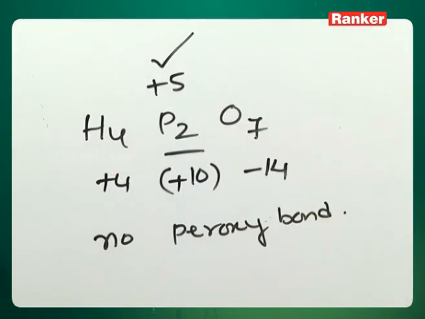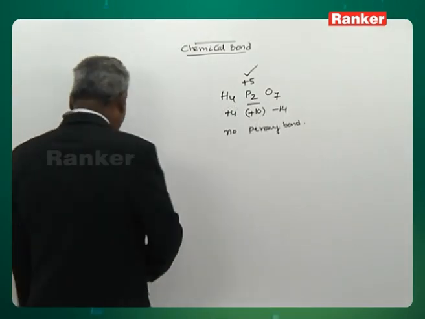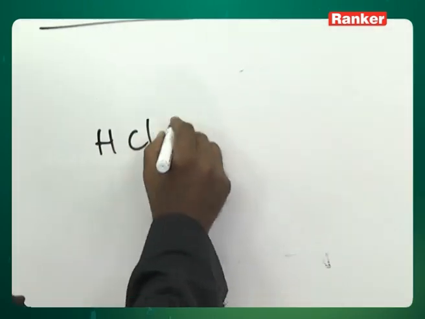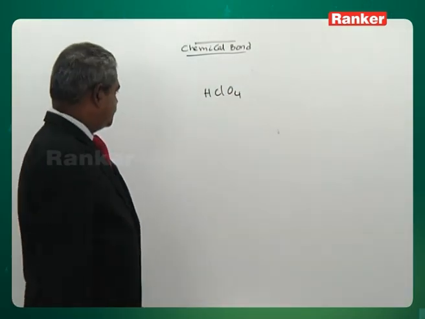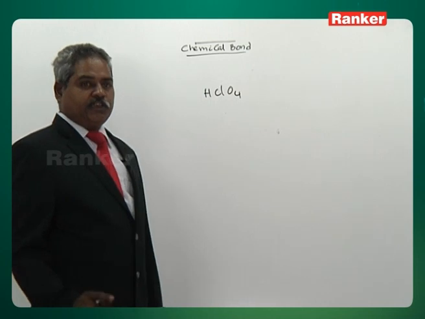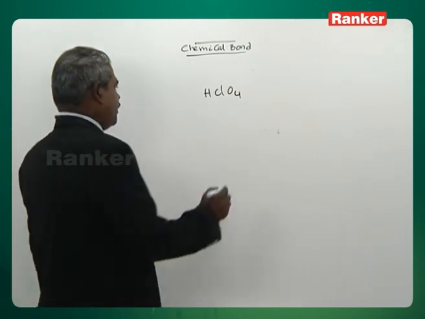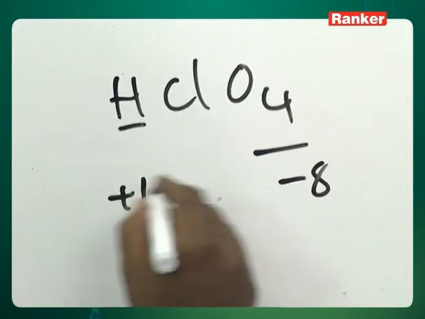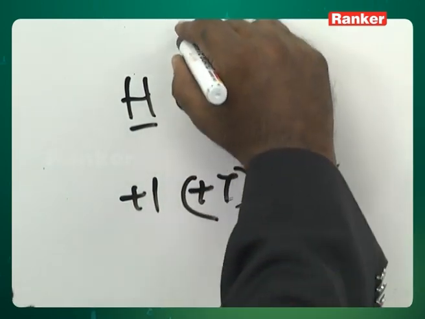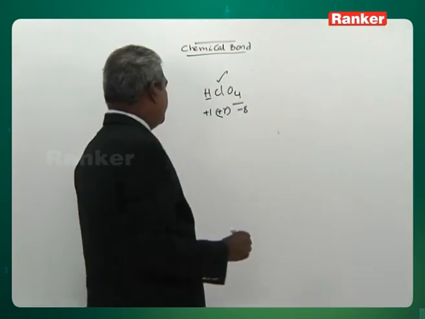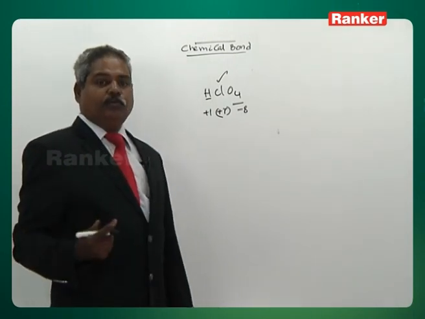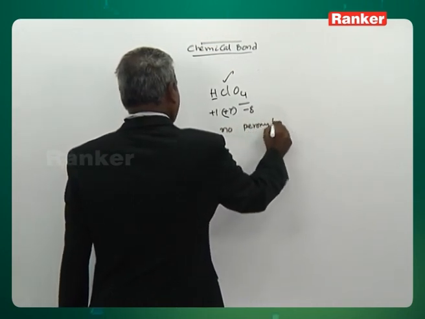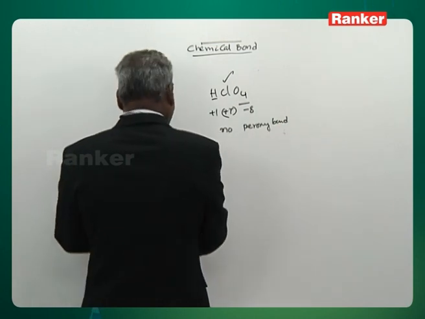H4P2O7, like this. Now, you try to find out whether there is a peroxy bond in this or not. HClO4, does it have a peroxy bond? How to find? Is there any fixed element? 1A, 2A, fluorine? No. Therefore, give minus 2 to oxygen, minus 8, plus 1. Hydrogen, in most cases plus 1. Chlorine, plus 7, and that is okay for chlorine. Chlorine belongs to the 7th group, so plus 7 is okay. Therefore, no peroxy bond once again. Oxygen-oxygen single bond is not there.